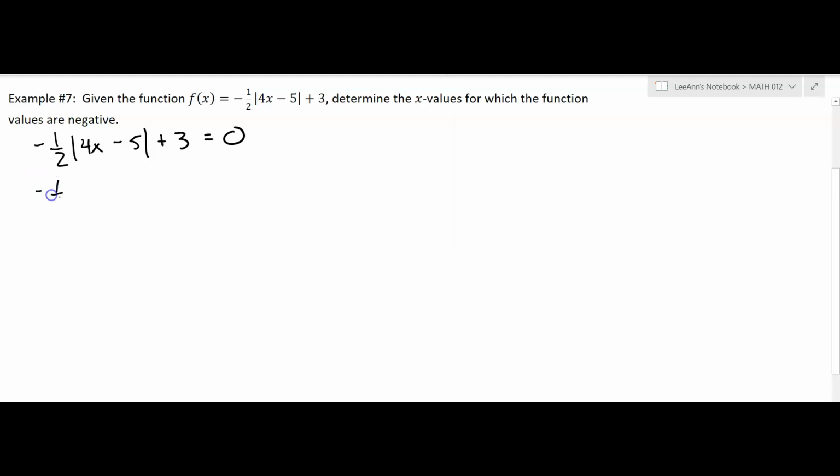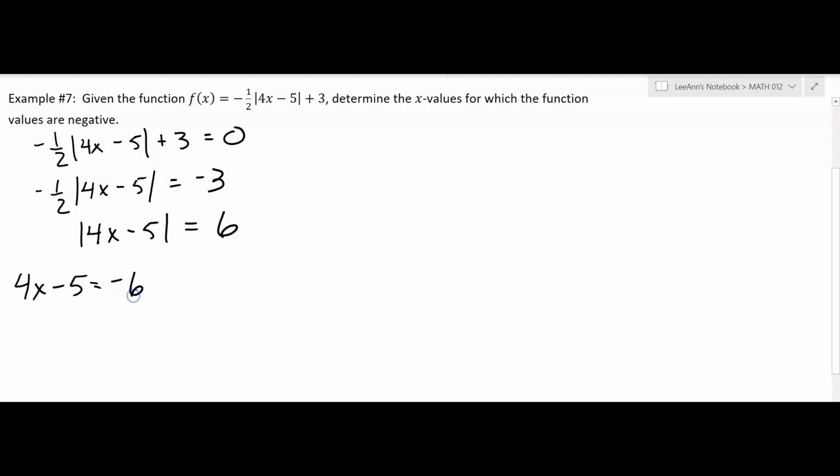You'd have -1/2 absolute value of 4x minus 5 equals -3. Multiply both sides by -2. Oops, where'd that negative come from? Because I said -2 probably. Okay, 4x minus 5 is equal to 6, right, if you multiply both sides by -2. And then you could say, well, 4x minus 5 equals -6, or 4x minus 5 equals +6. This is going to give us those two values of x where it would actually equal 0.